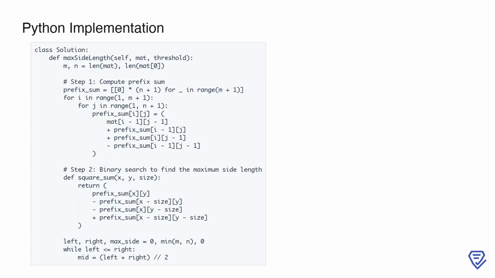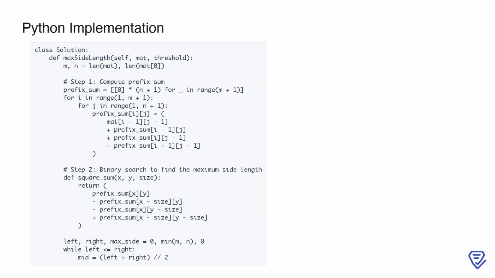Here, we start by defining the max side length function within the solution class. The goal of this function is to determine the maximum side length of a square in the matrix mat such that the sum of its elements does not exceed the given threshold. First, we calculate the dimensions of the matrix M and N, which represent the number of rows and columns, respectively.